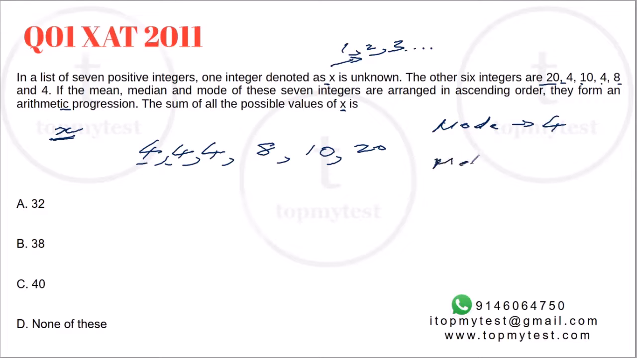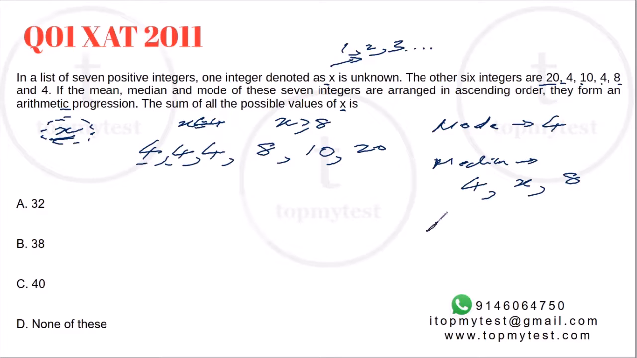What will be the median? Median will be the middle term. There are 7 numbers, so the middle term will be there. Now depending on where x comes, median will change. For example, if x is equal to 4 or less than 4, the middle number will be one of these 4s or x. So median can be 4. If x lies between 4 and 8, then the median will be x. And if x is more than 8, the median will be 8. So there are 3 possibilities of median: 4, x, and 8.